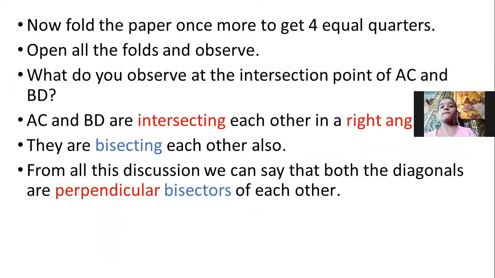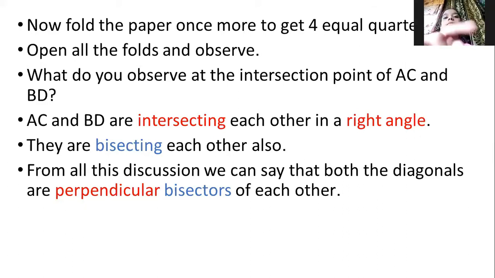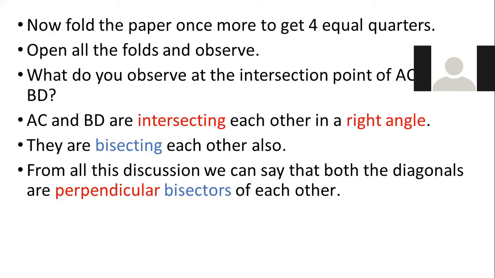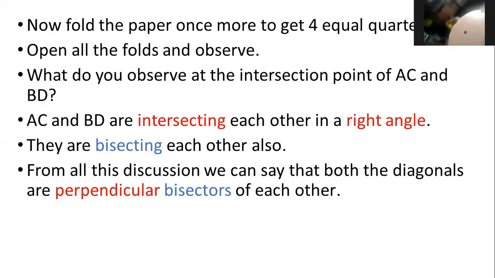Open all the folds and observe. What do we observe at the intersection point of AC and BD? AC and BD are intersecting each other in a right angle. They are bisecting each other also. From all this discussion, we can say that both the diagonals are perpendicular bisectors of each other. Now, let me repeat here what we have done by paper folding. Let me repeat it by placing sticks.